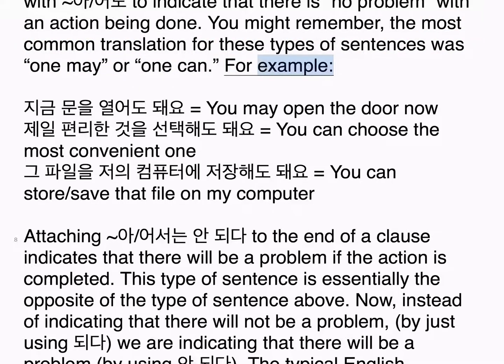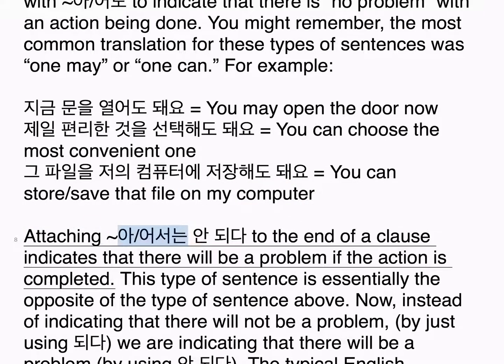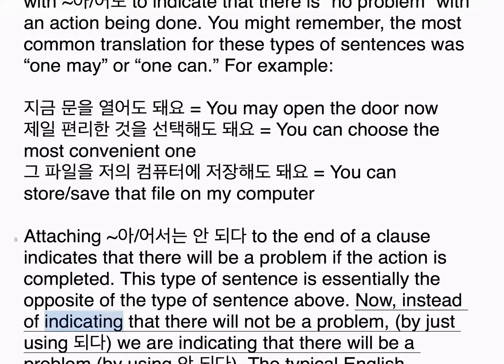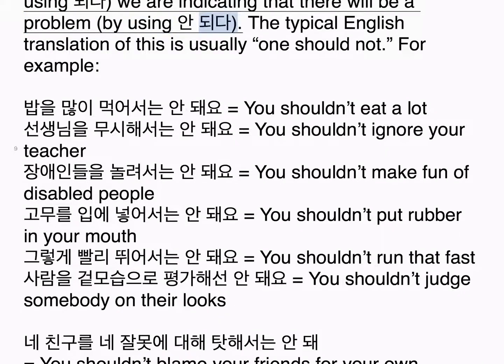For example, 지금 문을 열어도 돼요. You may open the door now. 제일 편리한 것을 선택해도 돼요. You can choose the most convenient one. 그 파일을 저의 컴퓨터에 저장해도 돼요. You can save that file on my computer. Attaching 어서는 안 되다 to the end of a clause indicates that there will be a problem if the action is completed. This type of sentence is essentially the opposite of the type of sentence above. Now, instead of indicating that there will not be a problem by just using 되다, we are indicating that there will be a problem by using 안 되다. The typical English translation of this is usually one should not.